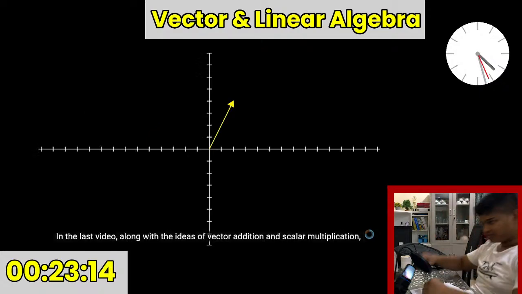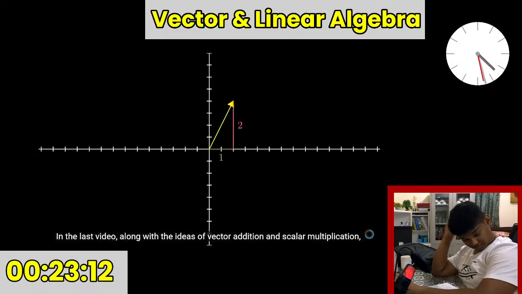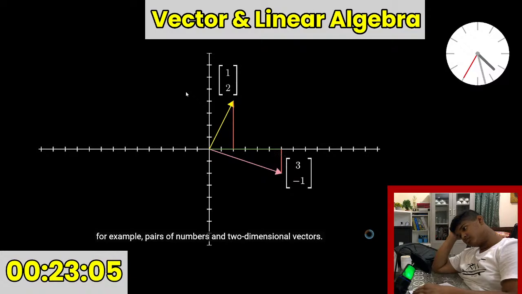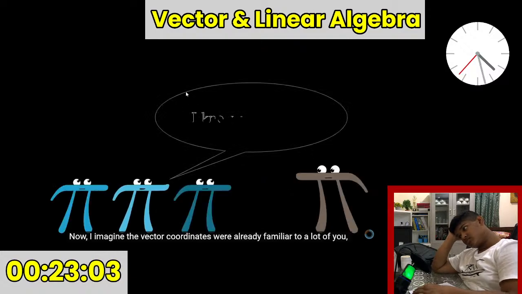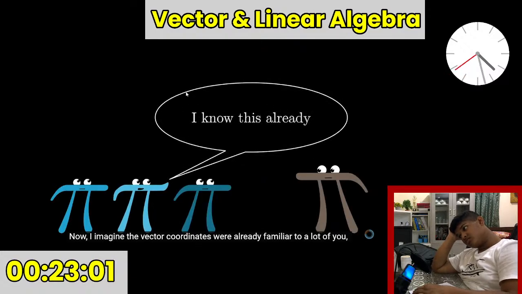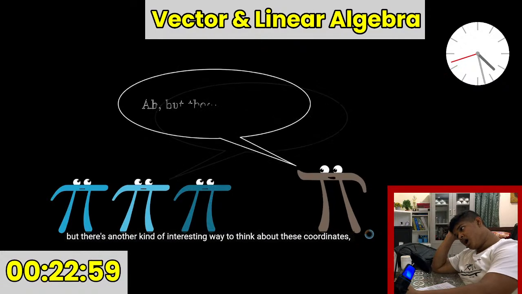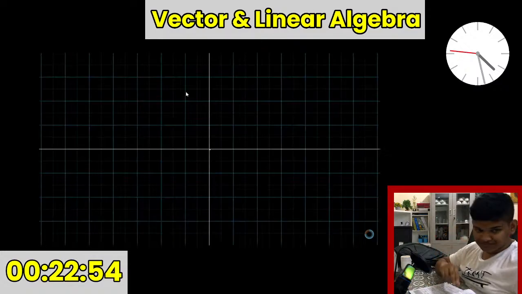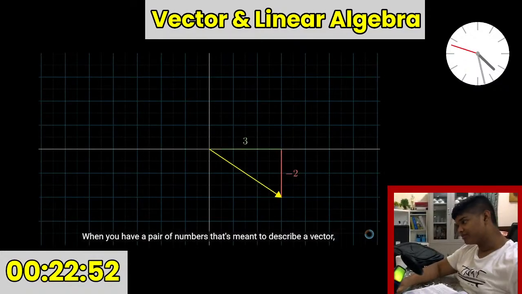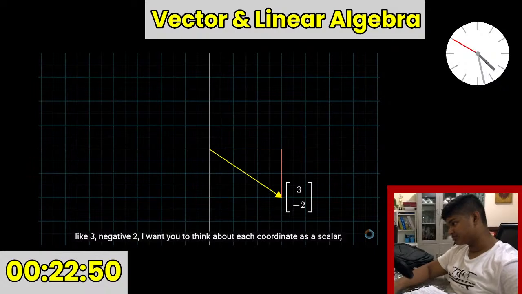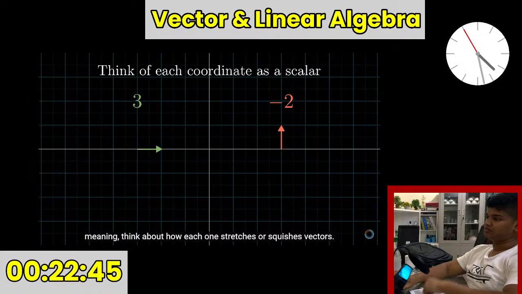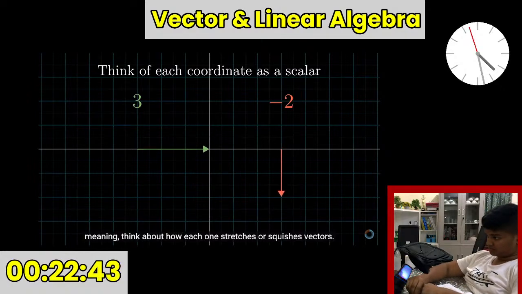In the last video, along with the ideas of vector addition and scalar multiplication, I described vector coordinates, where there's this back and forth between, for example, pairs of numbers and two-dimensional vectors. Now, I imagine the vector coordinates were already familiar to a lot of you, but there's another kind of interesting way to think about these coordinates, which is pretty central to linear algebra. When you have a pair of numbers that's meant to describe a vector, like 3, -2, I want you to think about each coordinate as a scalar, meaning think about how each one stretches or squishes vectors.